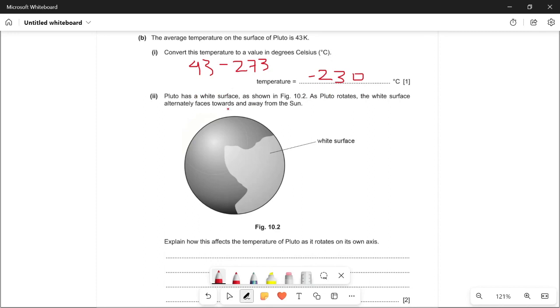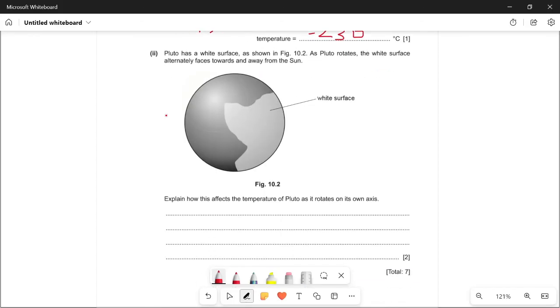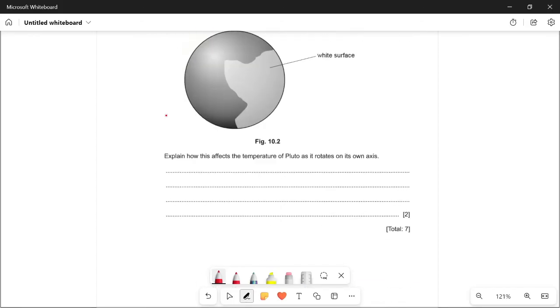Pluto has a white surface as shown in figure 10.2. As Pluto rotates, the white surface alternatively faces towards and away from the Sun. Explain how this affects the temperature of Pluto as it rotates on its own axis.